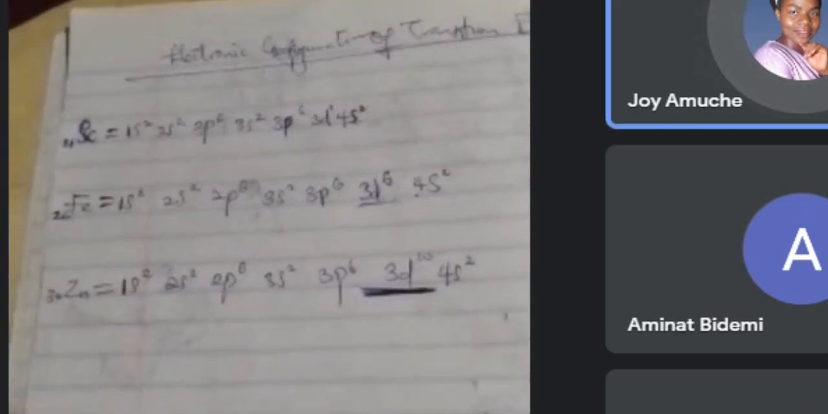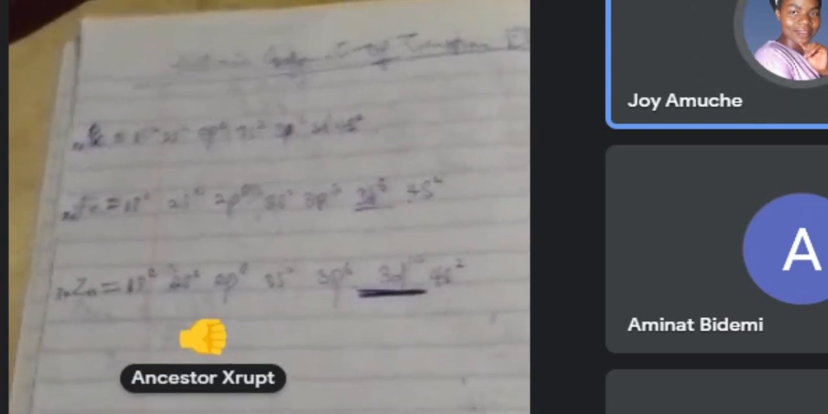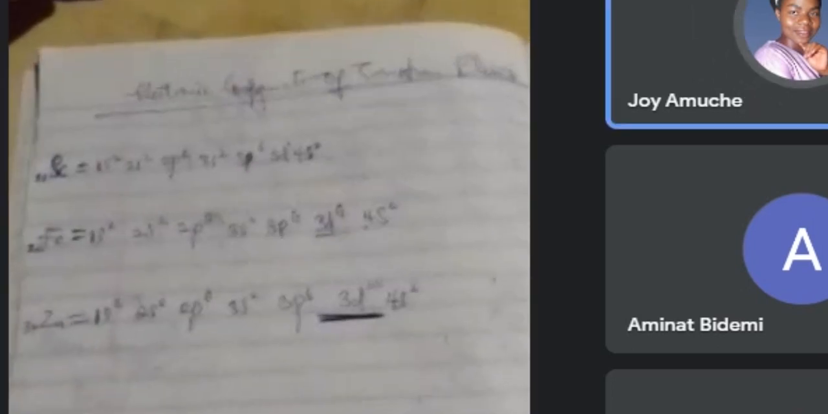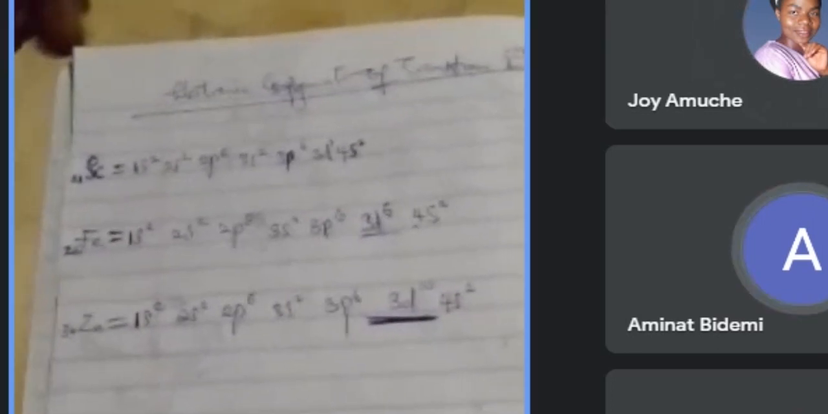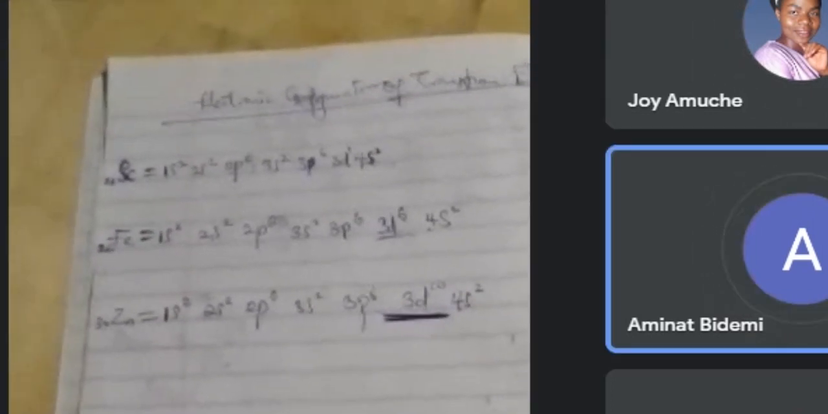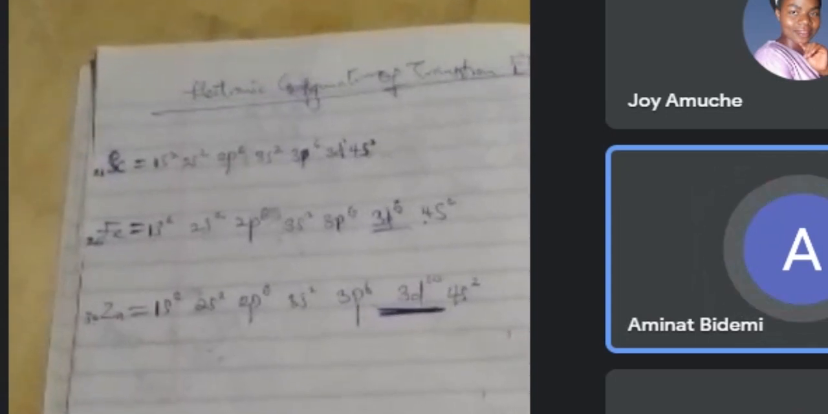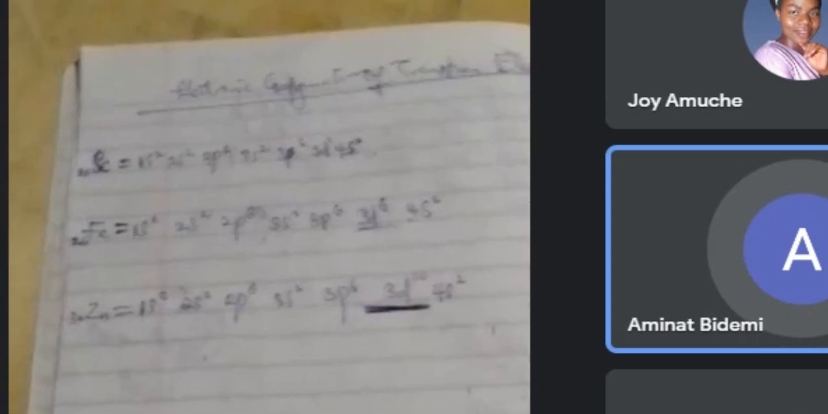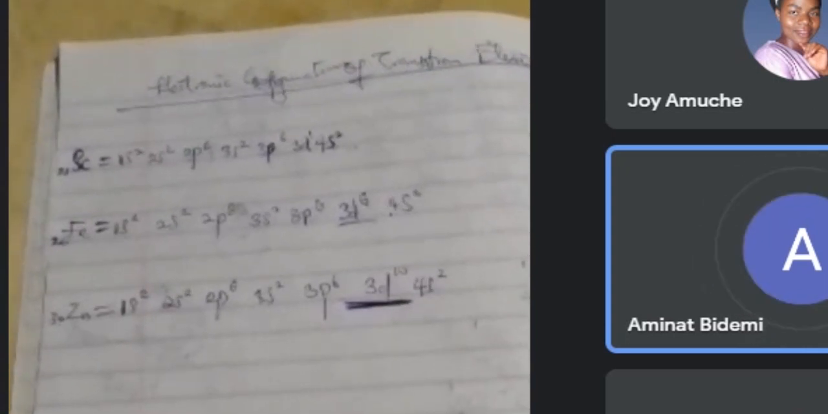Please, why do we have to write 3D before 4S? Because it is filled. But can we start these transition metals from argon when we are writing the electronic configuration? Can we start from argon?